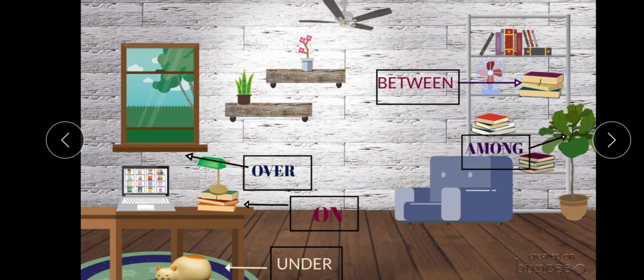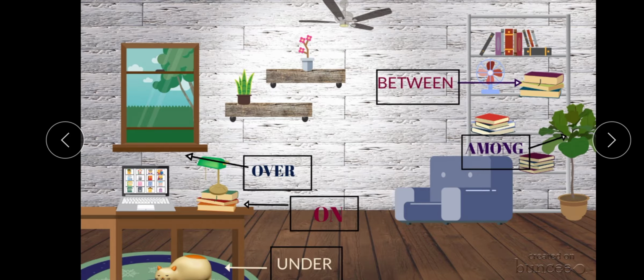Now, when do we use under? When something is vertically below something, in that situation, for that position, we use under. For example, the cat is sleeping under the table.